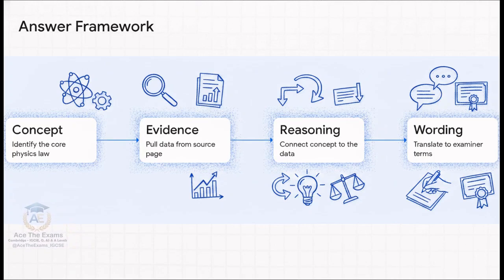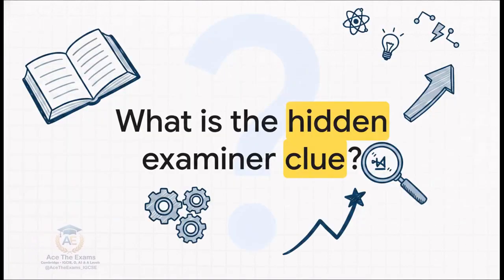Listen, if you filter every single calculation, every explanation, and every description through these 4 steps, you literally remove all the guesswork from your exams. Now, in just a moment, I'll show you the hidden examiner clue that changes your physics answer completely. But first, you need the framework that makes that exact clue totally obvious. Seriously, clicking away from this explainer right now means missing the exact strategy that turns a borderline passing grade into a guaranteed top band mark.